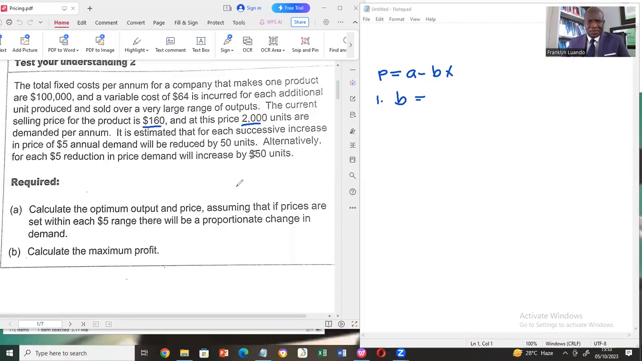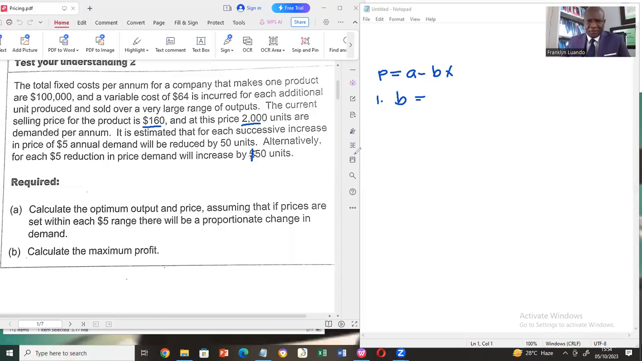It is estimated that for each successive increase in price of $5, annual demand will be reduced by 50 units. Alternatively, for each $5 reduction in price, demand will increase by 50 units. Calculate the optimum output and price, assuming that if prices are set within each $5 range, there will be a proportionate change in demand. Calculate the maximum profit. So here, calculate optimum output and price. You have to follow the steps.